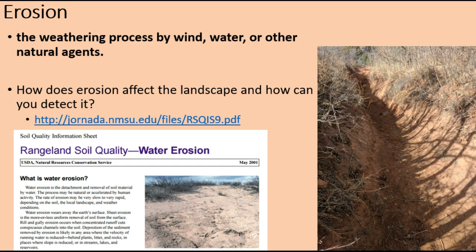Erosion is a weathering process caused by wind, water, and other natural agents. One question we want to have in our mind while we're out monitoring the landscape is, how does erosion affect the landscape and how can you detect it? So we can start with this image right here.